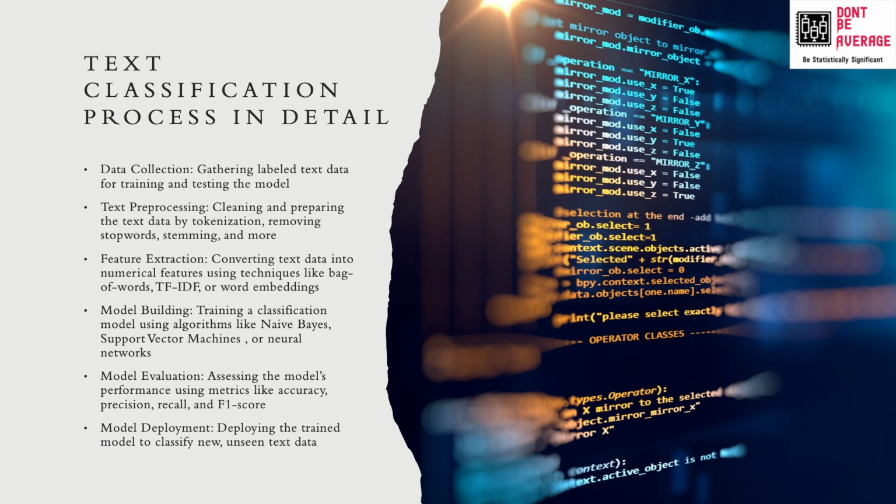Then the next step is model deployment. So once you are sure about your model, you know your model is accurate, it's going to be able to identify spam, not spam email very accurately, then you can deploy the model. So then you can use this model to classify new unseen text.